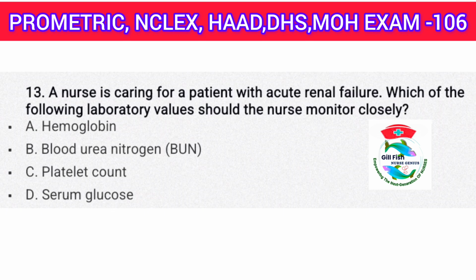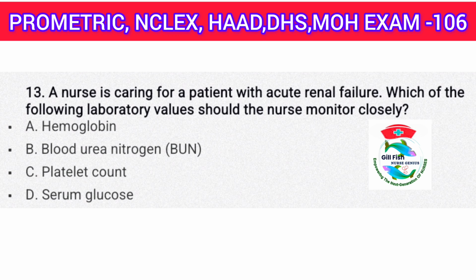A nurse is caring for a patient with acute renal failure. Which of the following laboratory values should the nurse monitor closely? What is the condition? Renal failure. Okay, option A, hemoglobin. Option B, blood urea nitrogen. Option C, platelet count. Option D, serum glucose. So what is the main lab test we have to do for that? Can you guess it? What is the blood urea nitrogen?